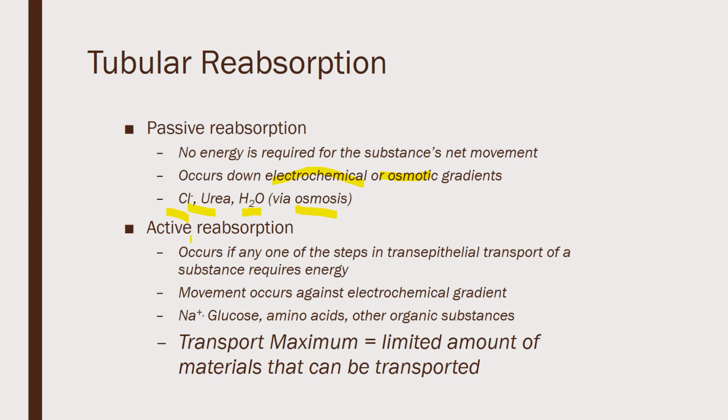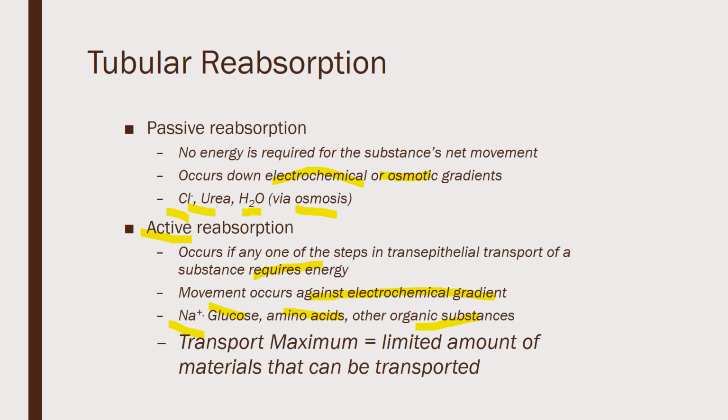Okay, active reabsorption then. This is where now we're going to have energy. Hopefully a little bit of a reminder. All right, so this is going to go against its electrochemical gradient, and so this occurs for sodium, glucose, amino acids, and then different organic substances.